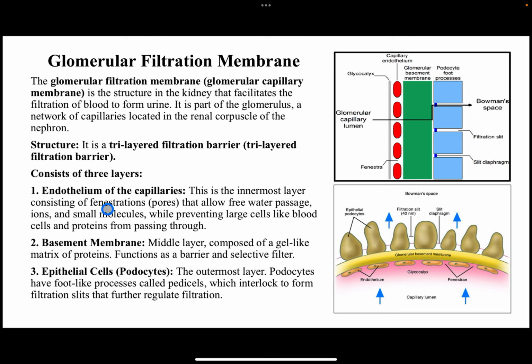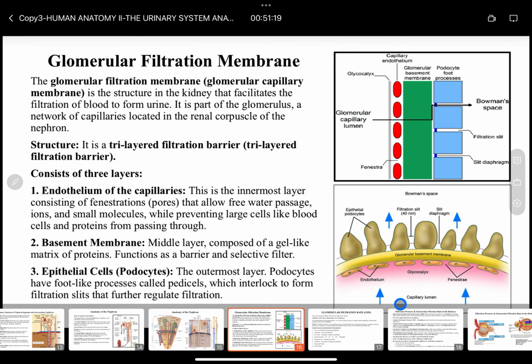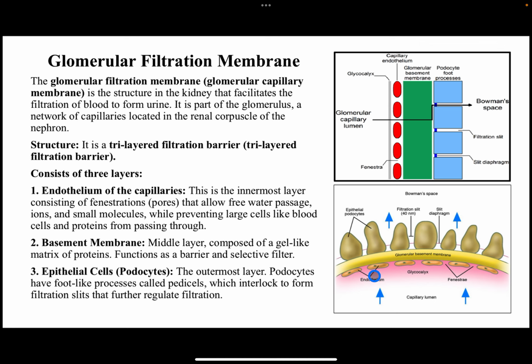And the layers include 1, the endothelium of the capillaries, 2, the glomerular basement membrane or the basement membrane, and then 3, the epithelial cells or the podocytes. Now, let's look at it from these diagrams. So we have the endothelium of the capillaries over here. This is the first layer, or the innermost layer.